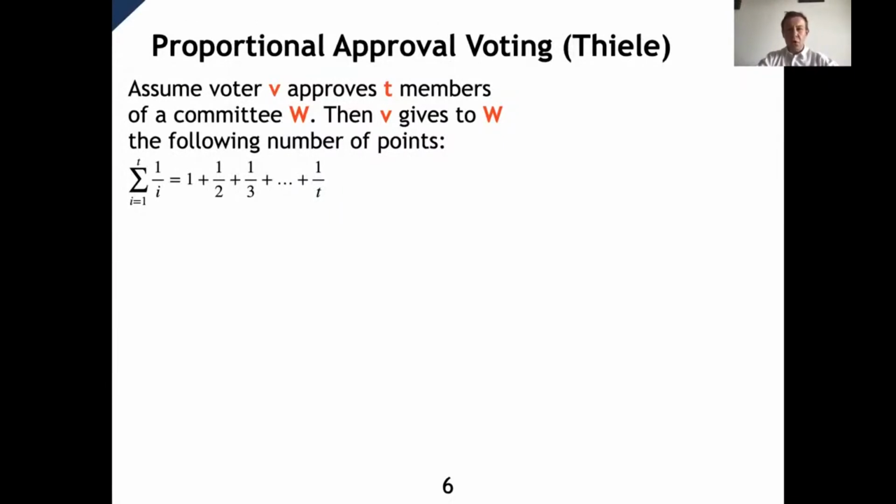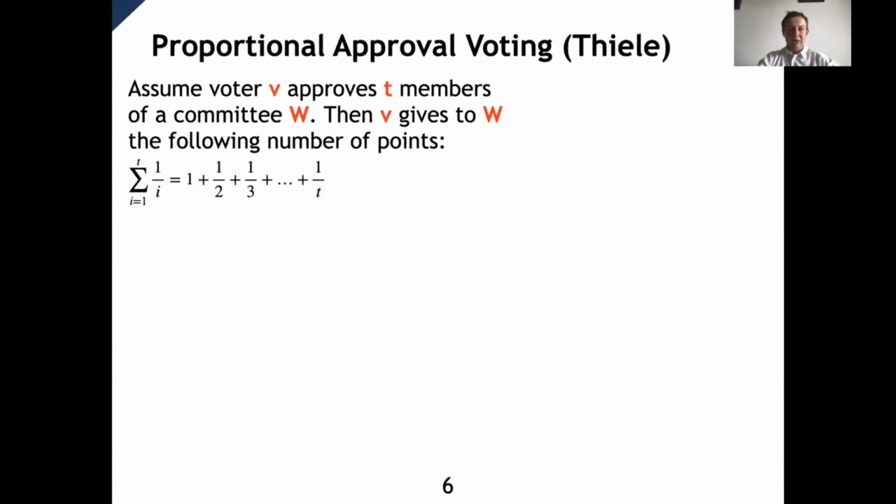We traverse through all K element subsets of candidates, through all committees, and for each such committee, we compute its score. The tricky part is how the score of a given committee is computed. So let's assume that we have a committee W at hand, and we want to compute its score. Assume that the voter V approves t members of this committee W. Then such a voter assigns the following score to this committee. It equals 1 + 1/2 + 1/3, and so on up to 1/t.